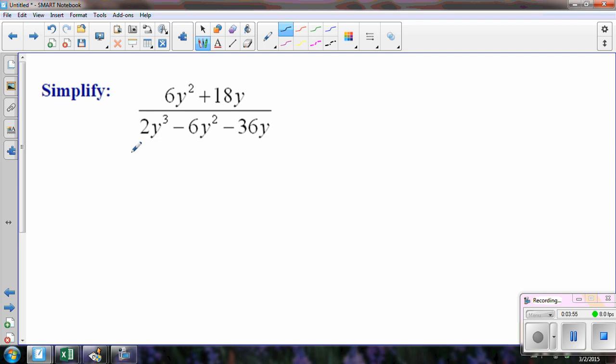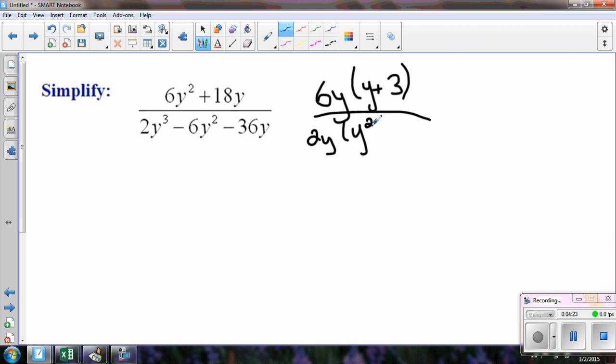Okay, this one's got a binomial on the top and a trinomial on the bottom. First thing we're going to look for is a GCF. On the top it's 6y, and we're left with y plus 3. On the bottom you're going to also look for a GCF. You see that 2 and y go into all three spots. After you factor that out, you're left with y squared minus 3y minus 18.